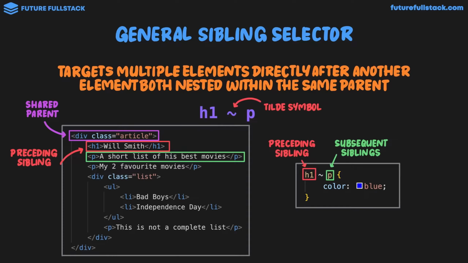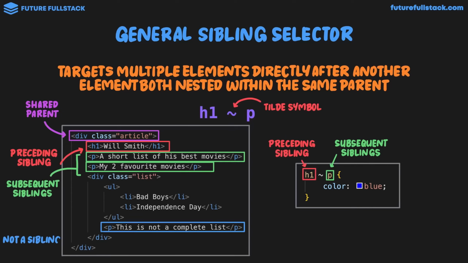In addition to selecting direct siblings, it will select multiple siblings that are nested within the same parent. So this paragraph over here is also selected. The first and second paragraph are both subsequent siblings of the heading. The paragraph down here is not a sibling of the heading, so it won't be selected.